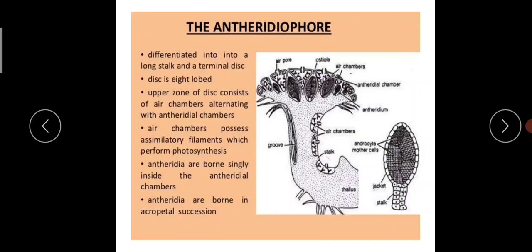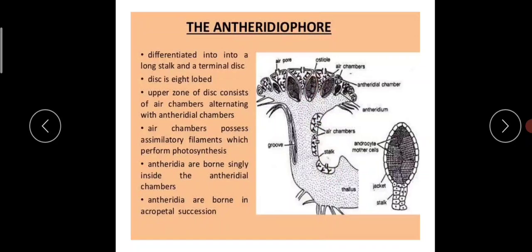So let us go into the details of sexual reproduction. Marchantia is heterothallic. We have mentioned it in the previous videos. So the male plant and female plants are separate. The antheridiophores will be borne on the male plant, while the archegoniophores are borne on the female plant. So this is the detail of the antheridiophores.